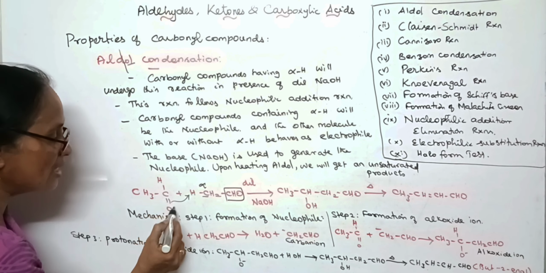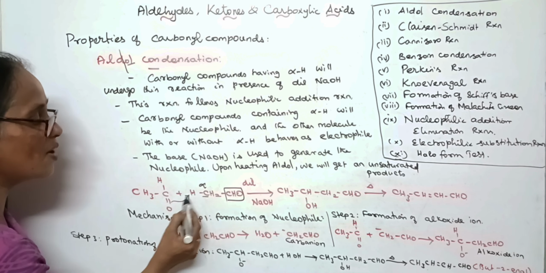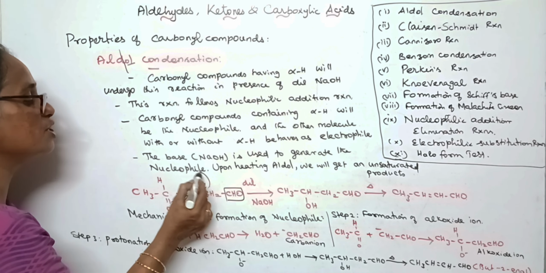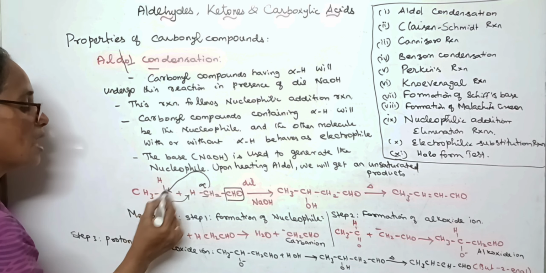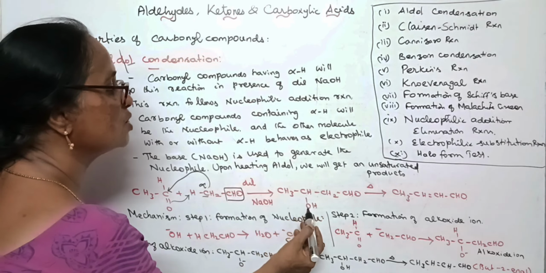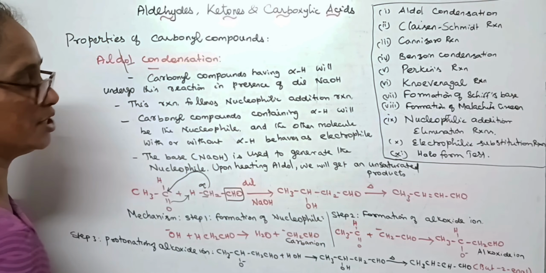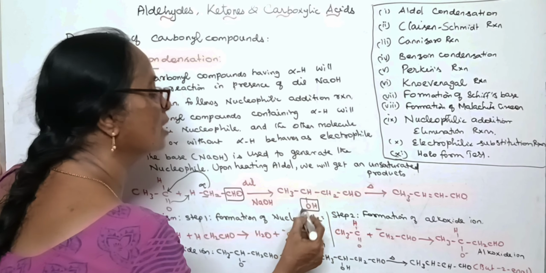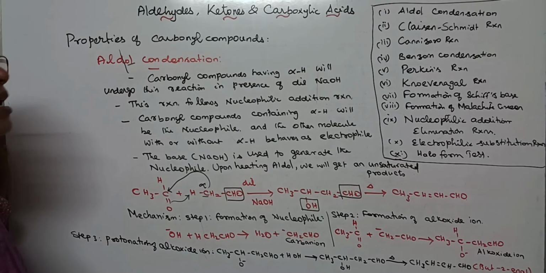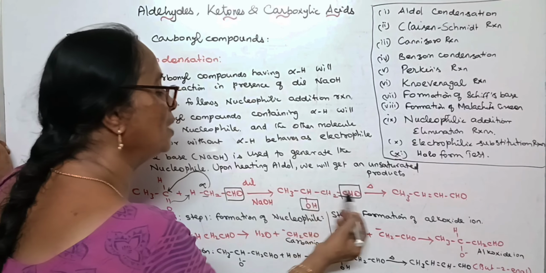As soon as the oxygen attacks that alpha hydrogen from the adjacent molecule, this CH2 group will attack the carbonyl group of this one. So we are getting CHOH, CH2, CHO. So we have both an alcoholic group as well as an aldehyde group in its structure. That's why the name is simply ALDOL.